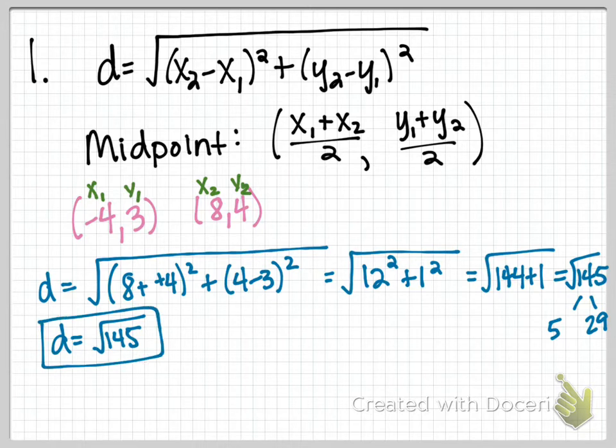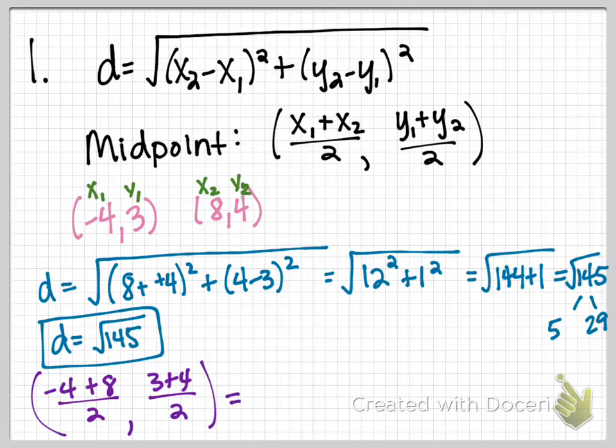Now, for midpoint. Remember, midpoint is the average of two values because it's the middle of them, and that's the same thing as average. So when you find a midpoint, you are taking your x's and averaging them, and taking your y's and averaging them. So we have negative 4 plus 8 divided by 2 for the x value, and 3 plus 4 divided by 2 for the y value.